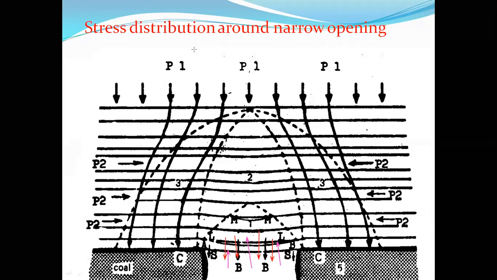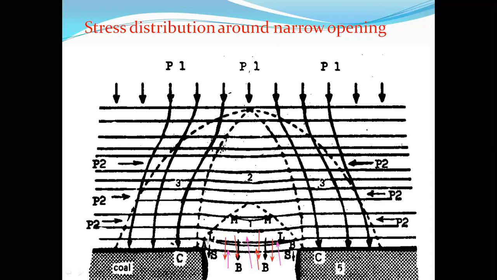So what I'm doing now is providing a support. If I provide a support, what happens? These layers will be intact. There will not be any kind of separation. If I don't provide a support, what happens? There will be a separation between the layers of the strata.